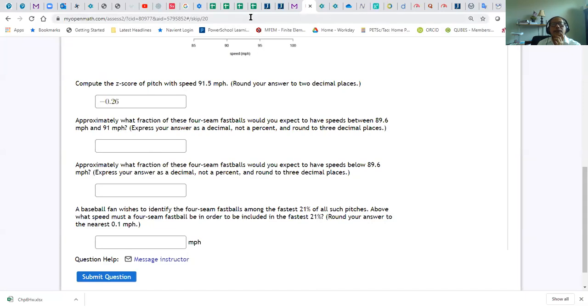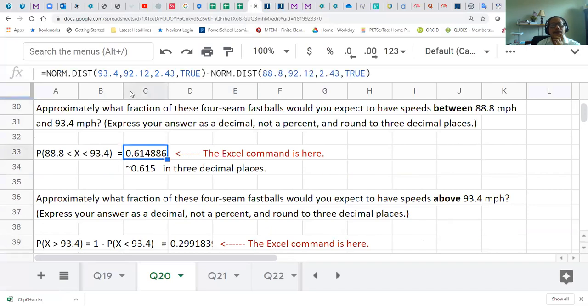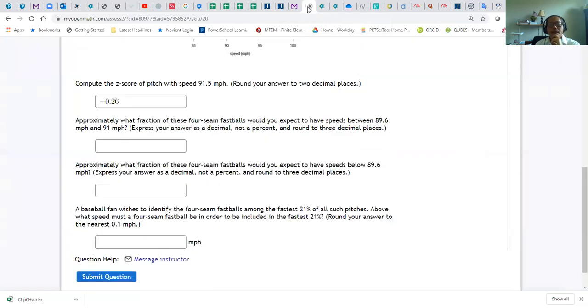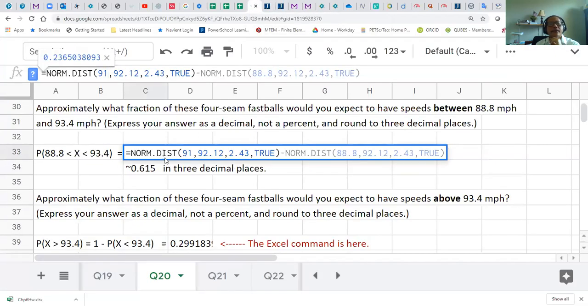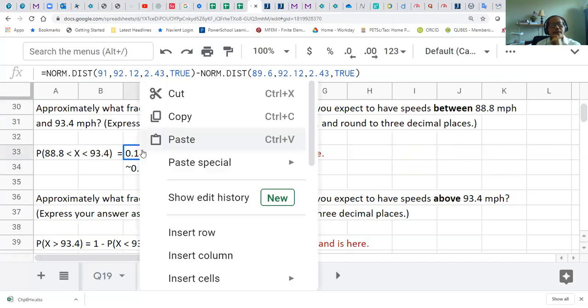So 91. The first area, I mean the area on the right, will be 91 to the left. And the standard deviation is the same. Then 91 and then 89.6. And this will be the answer.